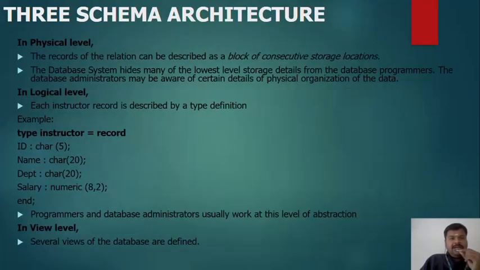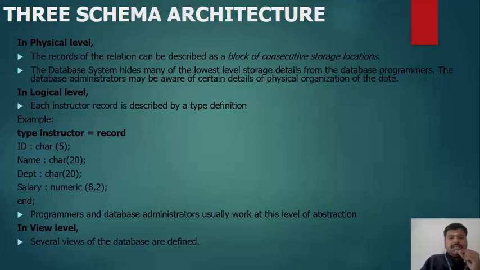In the physical level, the records of a relation can be described as a block of consecutive storage locations. The database system hides many of the lowest level storage details from the database programmers. The database administrator may be aware of certain details of the physical organization of the data.